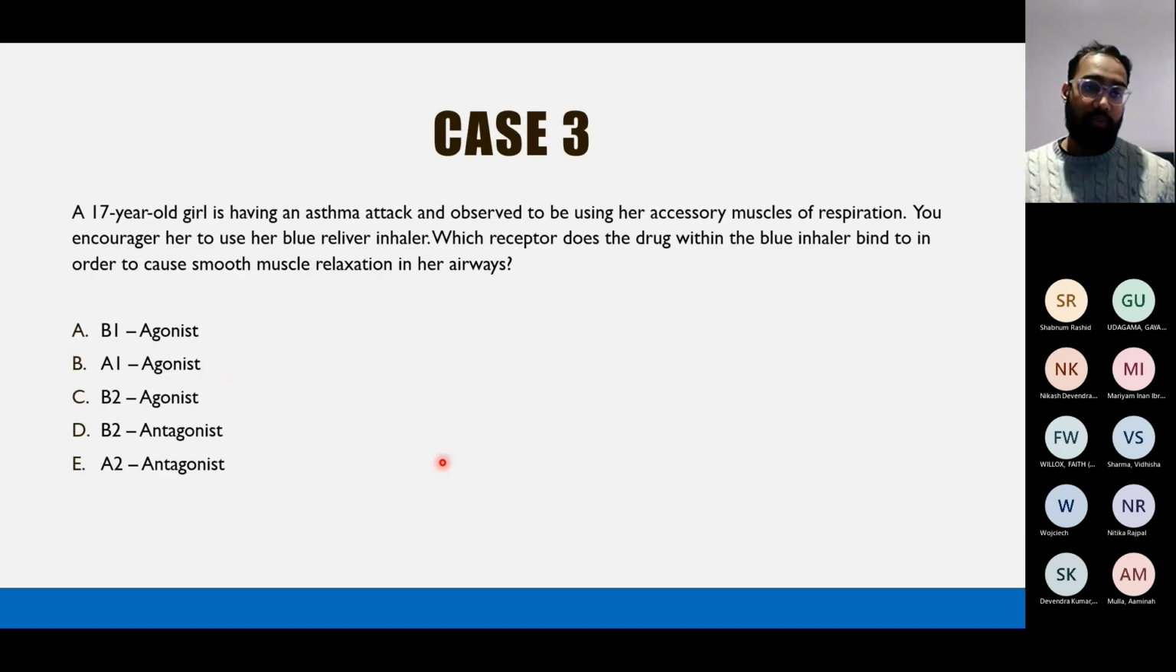We stick with the 17-year-old girl. She's using her accessory muscles of respiration, and so you encourage her to use her salbutamol reliever inhaler. Which receptor does the drug bind to in order to cause smooth muscle relaxation?